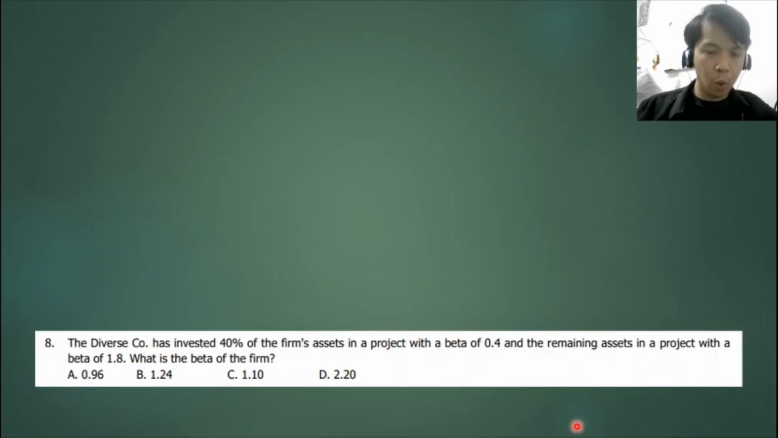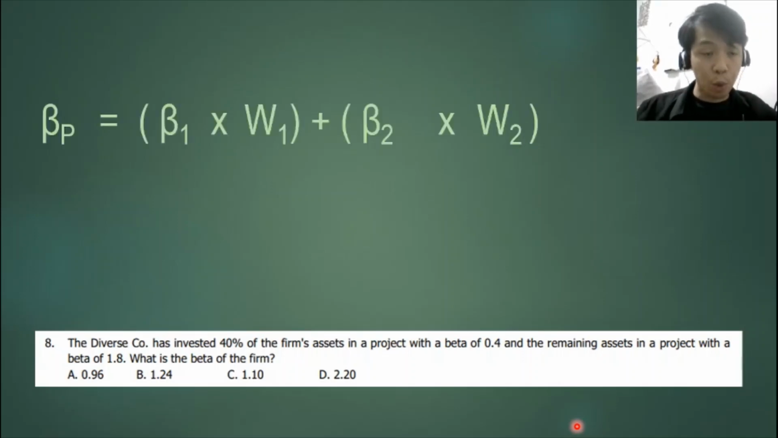Now, what if we want to know the beta of the overall portfolio? This is actually a simple calculation. All we have to do is to take the weighted average of the betas of its individual components. Number 8, the diverse company has invested 40% of the firm's assets in a project with a beta of 0.4 and the remaining assets in a project with a beta of 1.8. What is the beta of the firm? All we have to do is to take the weighted average.